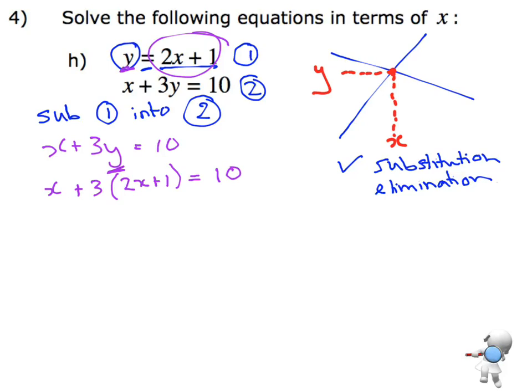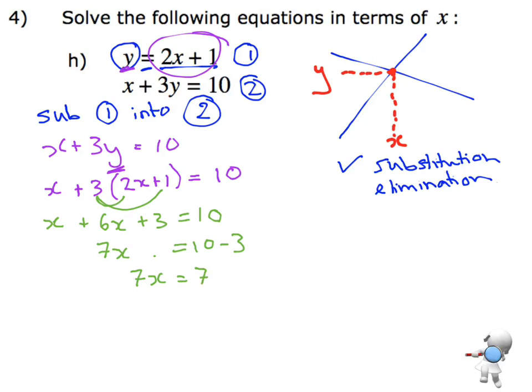Now I want to do some simplifying. I look at that and go, oh, there's a bracket there. I better expand that bracket out so I can solve it. That's my next step. I'm going to leave x there. 3 times 2x is 6x, and 3 times 1 is 3, and that's equal to 10. Now simplify: x plus 6x is 7x. I'm going to leave my 10 where it is, and I'm going to take the 3 to the other side, so it becomes minus 3. That's going to give me 7x equals 7.